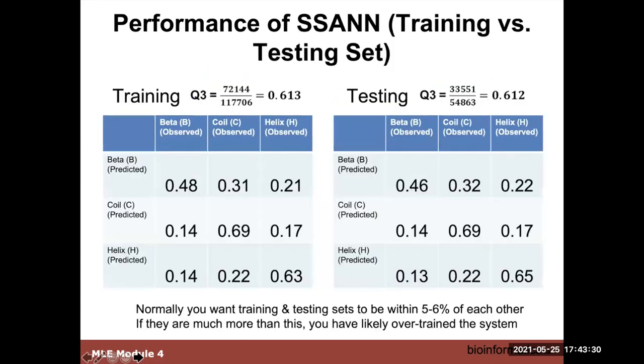So what we've done here is calculate the Q3 score for the training, and we've assessed it on the number of amino acids. And what you can see is a diagonal. So we've got the confusion matrix. It predicts beta sheet 48% of the time correctly, coil 69% of the time correctly, helix 63%. That's on the training set. The testing set, which was about one third the size, the performance is 46, 69, 65.